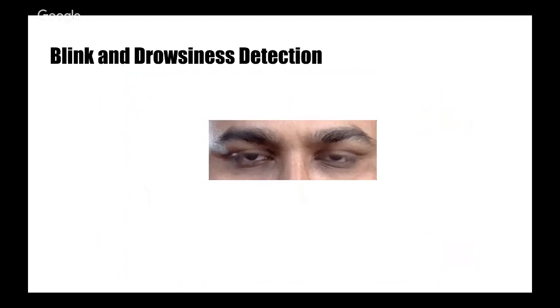We will talk about blink and drowsiness detection. There are many ways to do it. For example, one way would be to actually detect facial landmarks and then detect the landmarks around the eyes, and then use those landmarks to say whether the eyes are closed or open. But that's not the only way. You can actually use an image classification technique to solve the same problem.